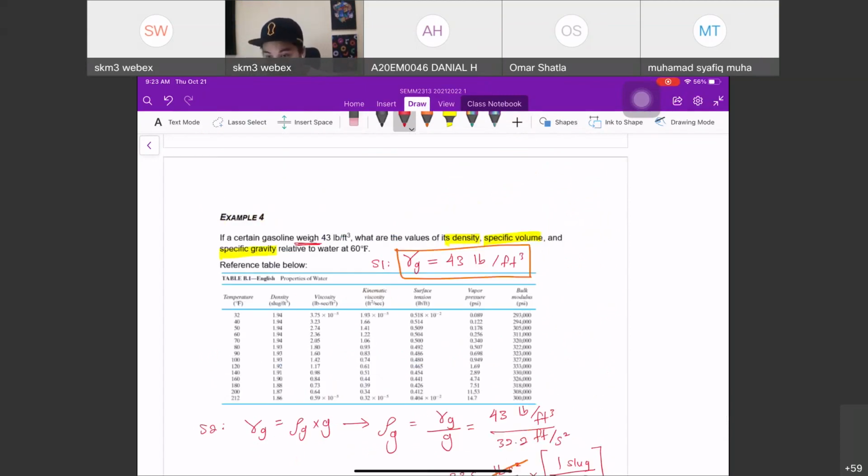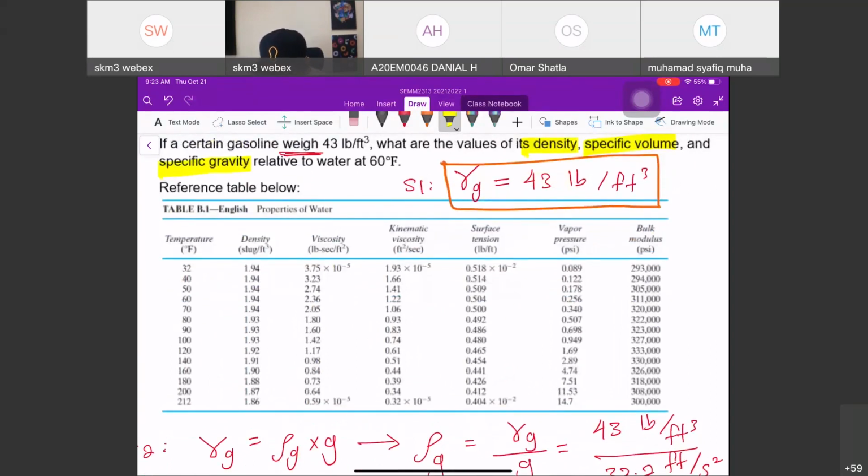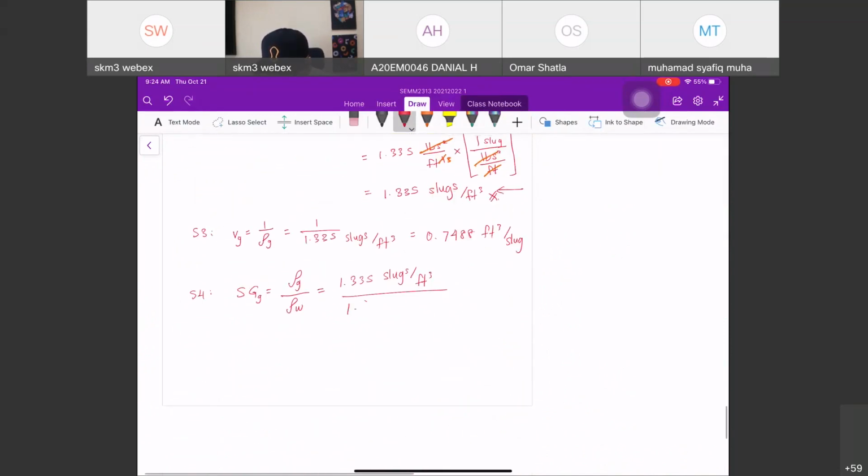Is it given? It is not given, but the given one is temperature. Why is the temperature given? Because the density is affected by temperature. So from table B1, under property of water, look at the temperature 60 Fahrenheit, and this is the density, 1.94 slug per feet cubic. Just substitute in this equation. Make sure the unit is the same. Slug we cancel, and then we get 0.6889. That is the final answer.